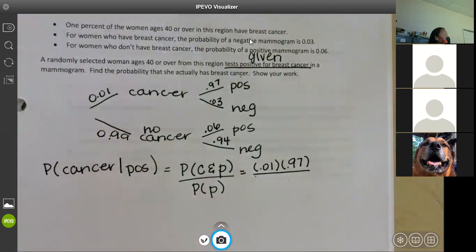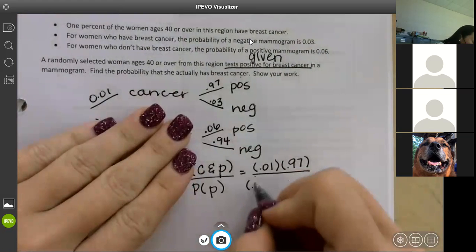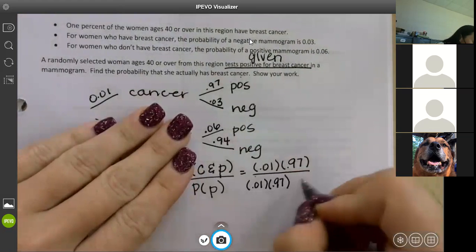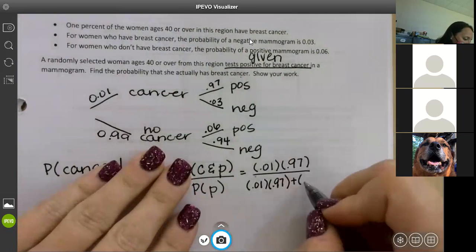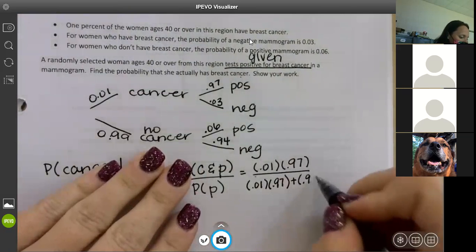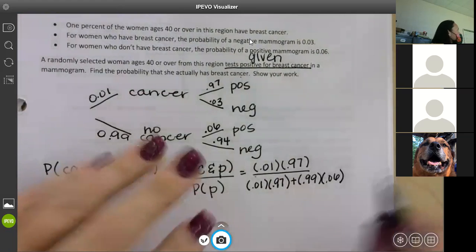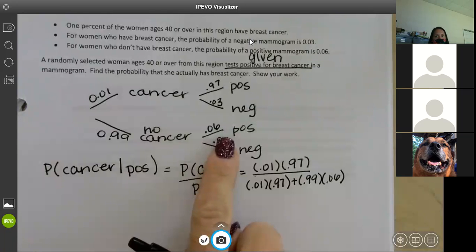Now the bottom says the probability of positive, all positive, not just positive cancer and not just positive no cancer, positive all. So how would I get a positive on the top? Same thing we did on the top. But we also could get a positive if we don't have cancer. So we have to add that probability in. So what is that one that we're going to multiply together? You just say them backwards. It's perfect. So the probability of no cancer causing a positive.